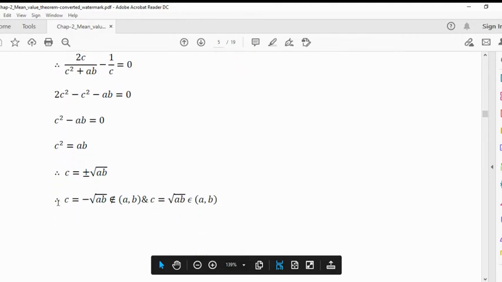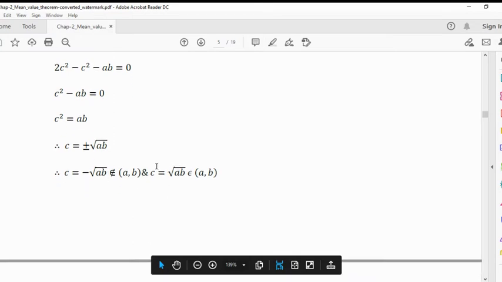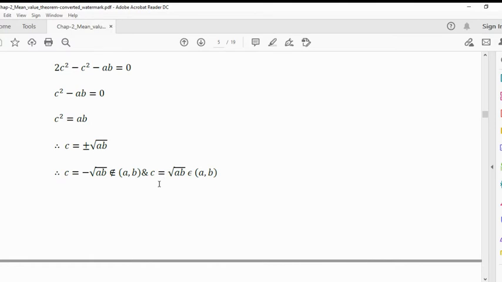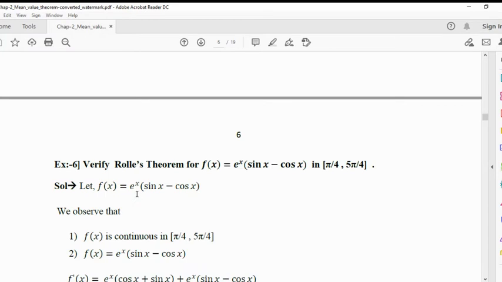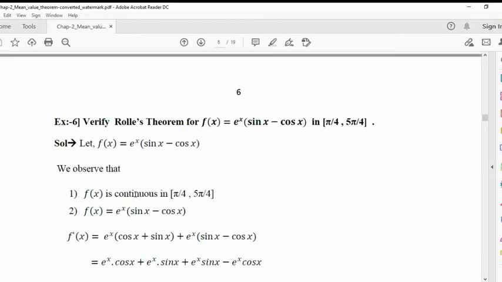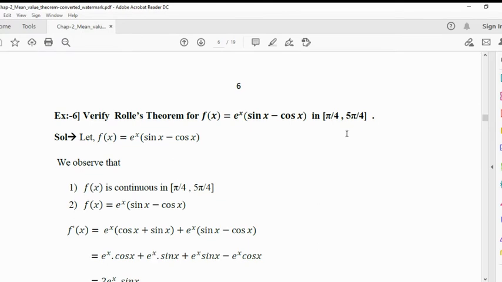From these two values, plus root ab belongs to open interval ab, and minus root ab does not belong to open interval ab. So there exists some number c equal to root ab belonging to open interval ab, hence Rolle's theorem is verified. Now the last example: verify Rolle's theorem for f of x is equal to e raised to x into sin x minus cos x in the closed interval pi by 4 to 5 pi by 4.